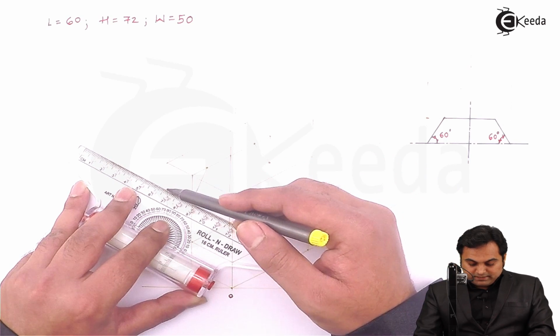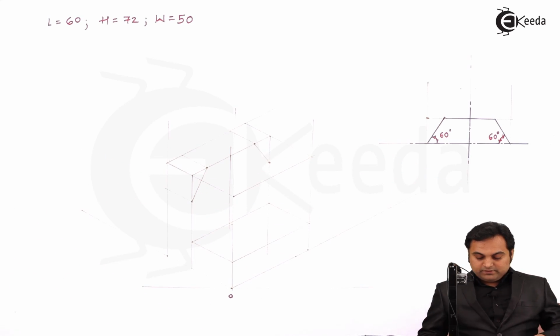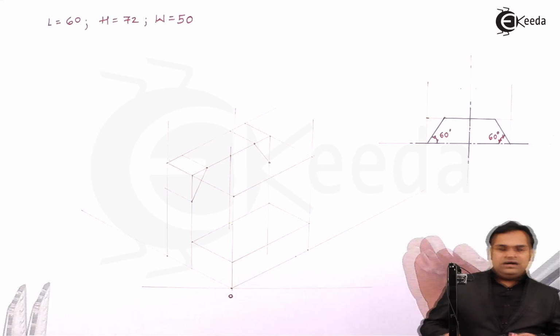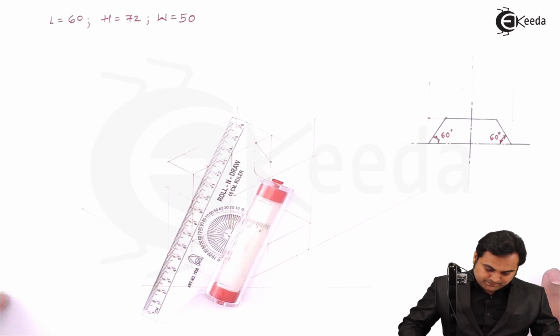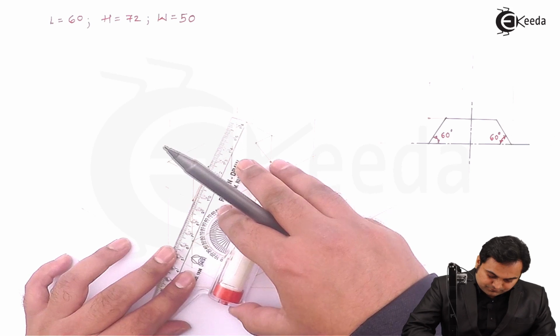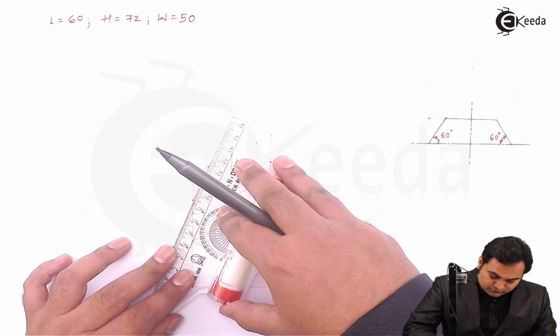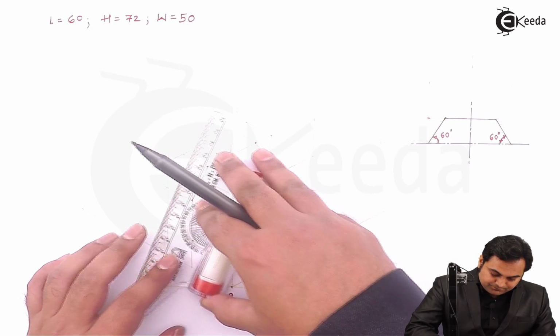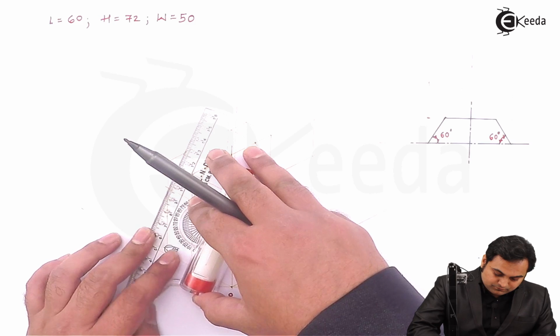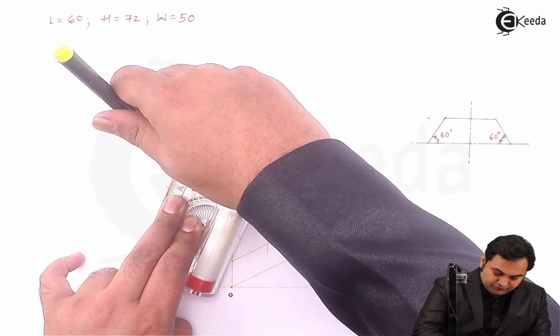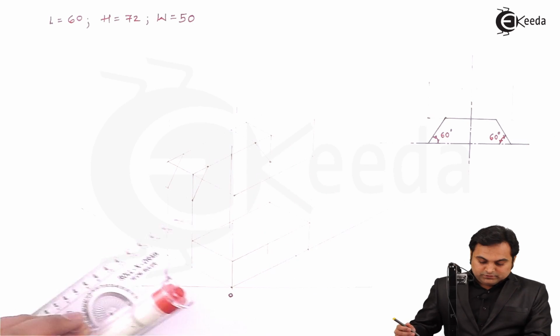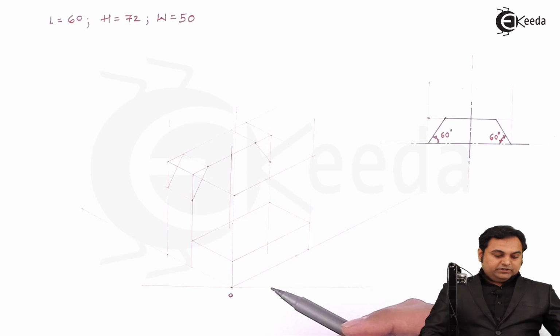Projecting it back with the help of light lines. And now these are complete surfaces, so parallel to this surface I am drawing a line joining these 2 points. So here is that vertical surface.